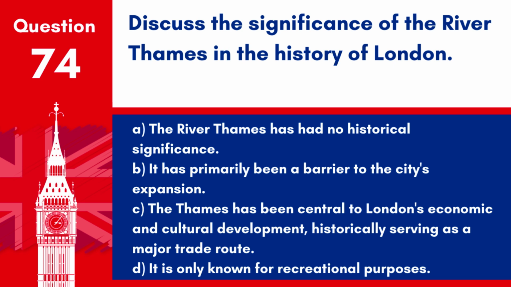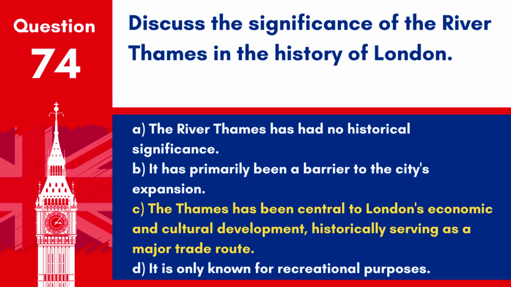A. The River Thames has had no historical significance. B. It has primarily been a barrier to the city's expansion. C. The Thames has been central to London's economic and cultural development, historically serving as a major trade route. D. It is only known for recreational purposes.